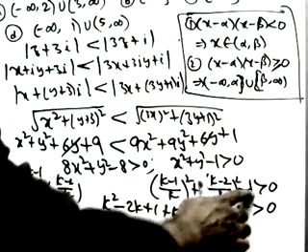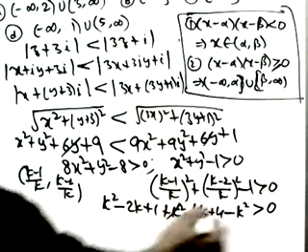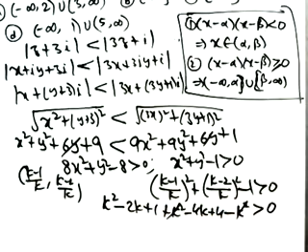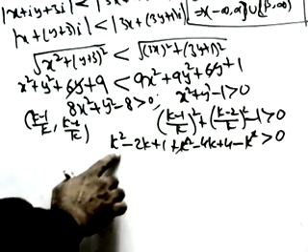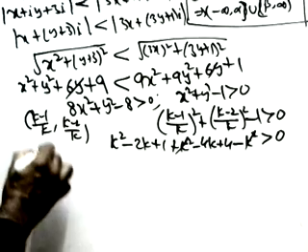If you take LCM, this is actually k square. So k square into 1 is k square, so the k square will get cancelled. So this is the quadratic equation. Let me factorize this one. Watch carefully. Quadratic inequation.